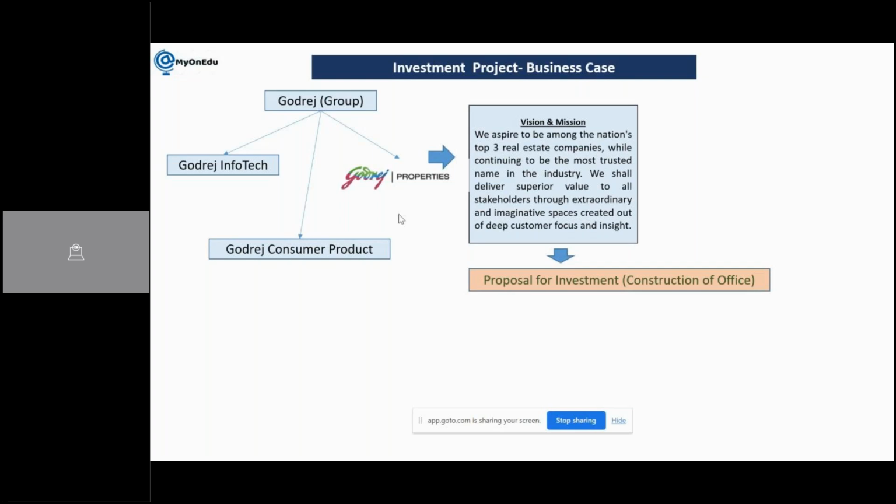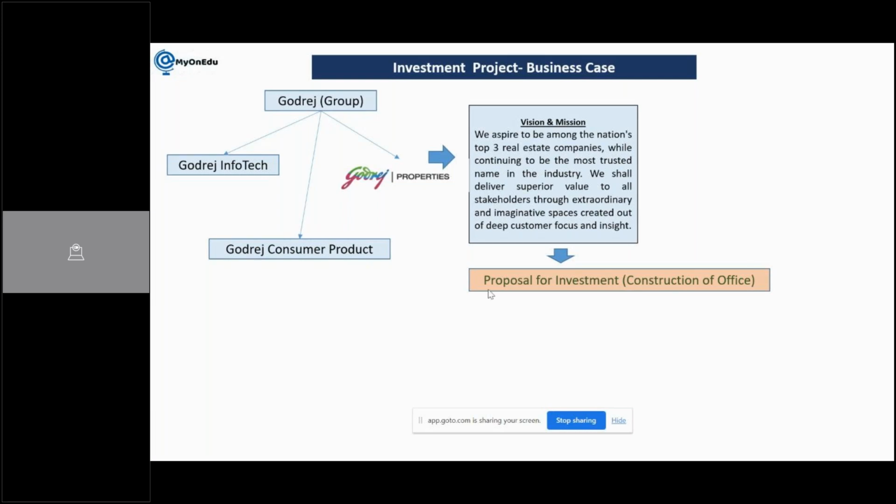When they're following it, and when they're executing any project, why will they follow all these? Because they need to sell something, or they need to make an investment. So they need to execute the project, and based on that only, they need to follow all these steps to fulfill it. So I have taken an example here. Let's say this Godrej Properties, they just want to construct one office for themselves.